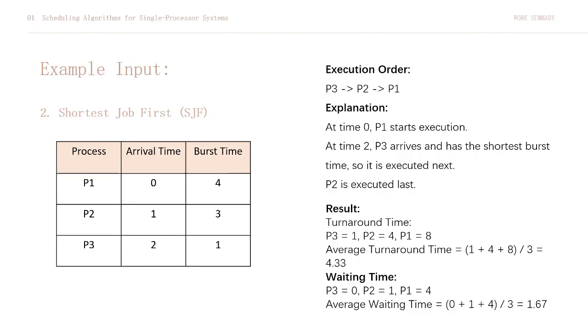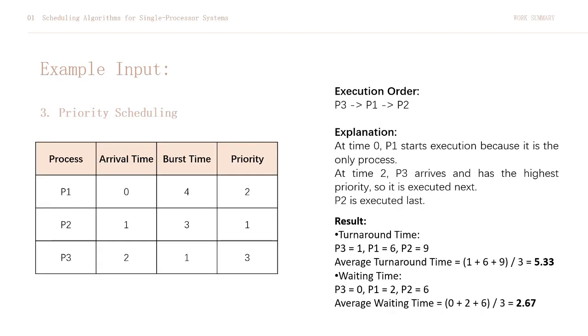for longer processes. And then it's priority scheduling. In this scheduling, processes are executed based on priority. For instance, if P3 has the highest priority, it executes first, followed by P1 and then P2. So the order is P3, P1, P2. This approach ensures high priority tasks are completed first, but may starve lower priority tasks.